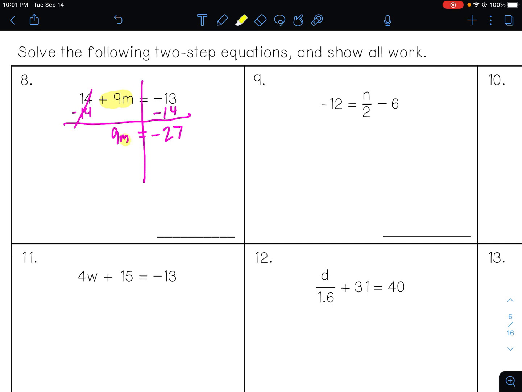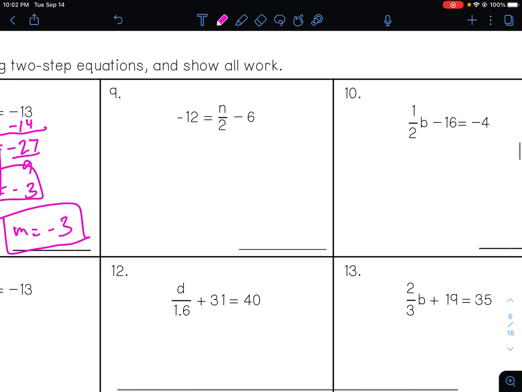Now, I want to get the m by itself. 9 is being multiplied with m, so I need to do the opposite of multiplying by m, divide by m. Divide by m. That means the 9's get canceled. I'm left with m. 27 divided by 9 is 3. Is it positive or negative? Well, a negative divided by a positive is negative. So m is negative 3.